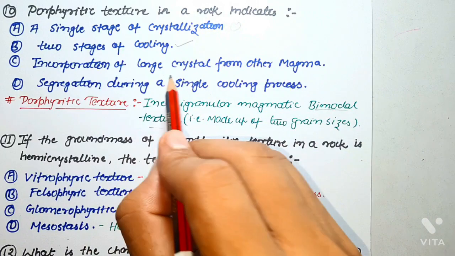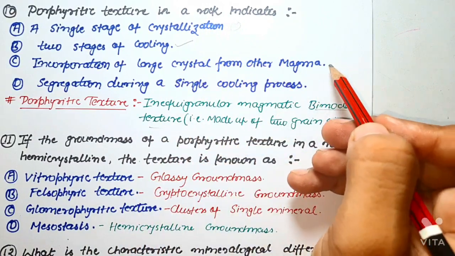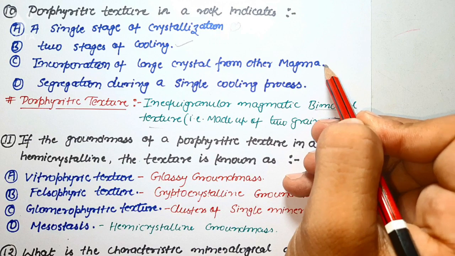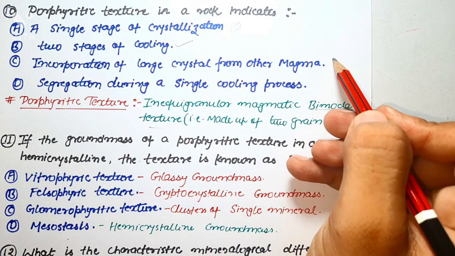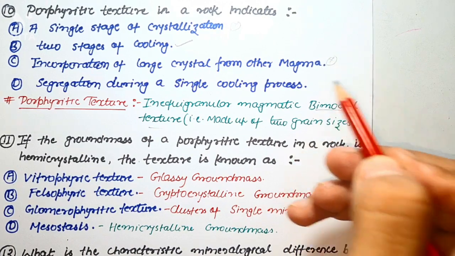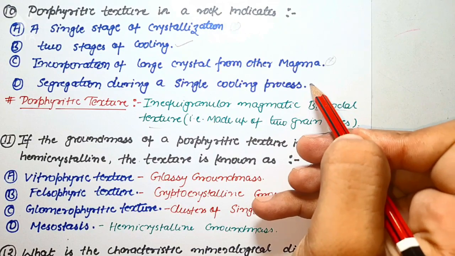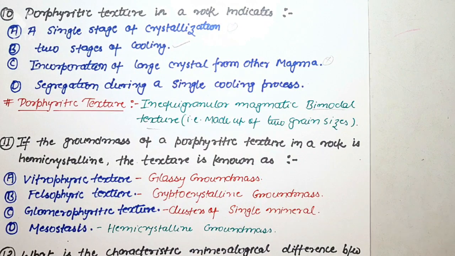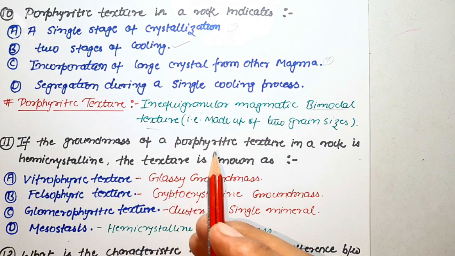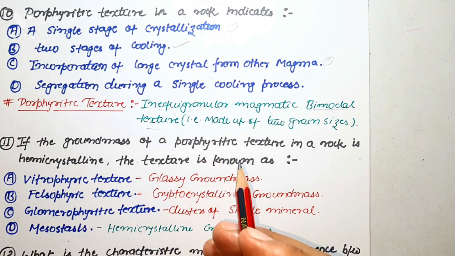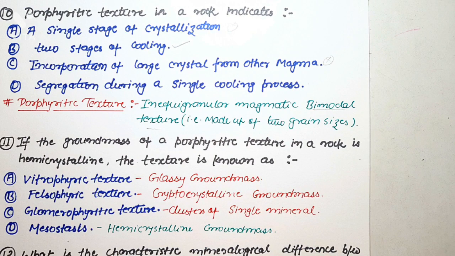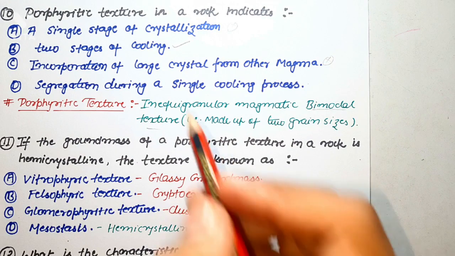Okay, incorporation of large crystals from other magma, these crystals that are incorporated from other magma are known as xenocrysts, and this has nothing to do with porphyritic texture. Now, segregation during a single cooling process, segregation gives rise to differentiation, and this process may give rise to cumulate texture, which is formed by gravitative settling. Okay, so as far as porphyritic texture is concerned, it indicates two stages of cooling.